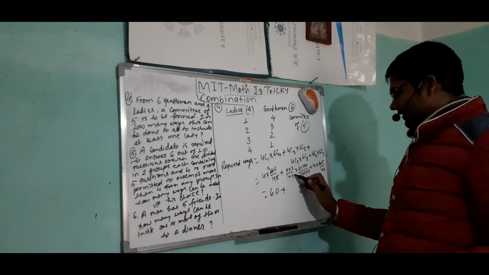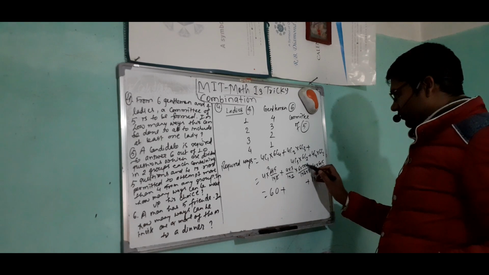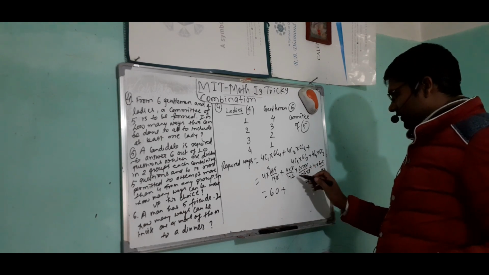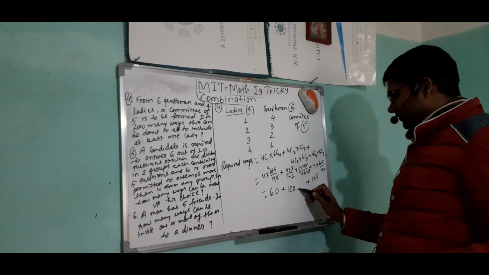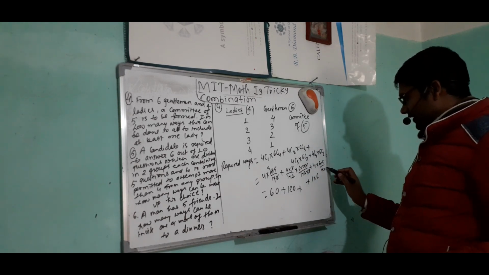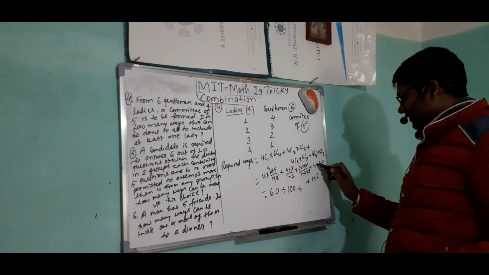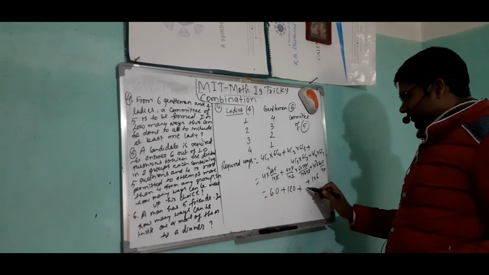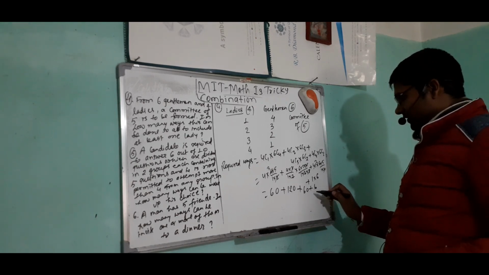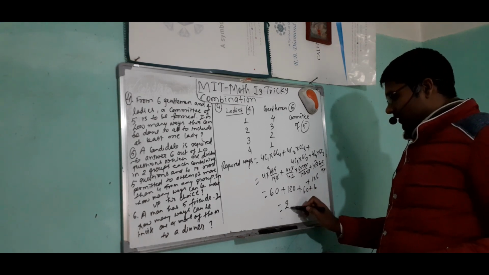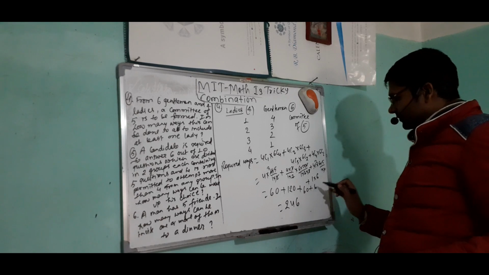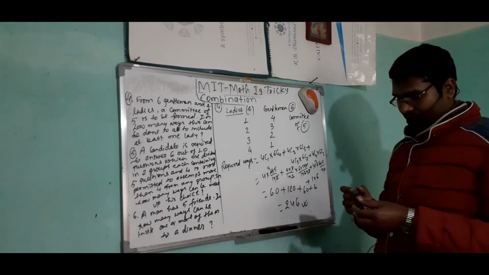It is here by simplification, 4 4 cancel, 3 3 cancel. So it is here 13 into 4 is 120, plus, so we can cut here this 2, so 13 into 2 is 60, plus 6, so 60 60 120, 120 240, 246. This is your answer.